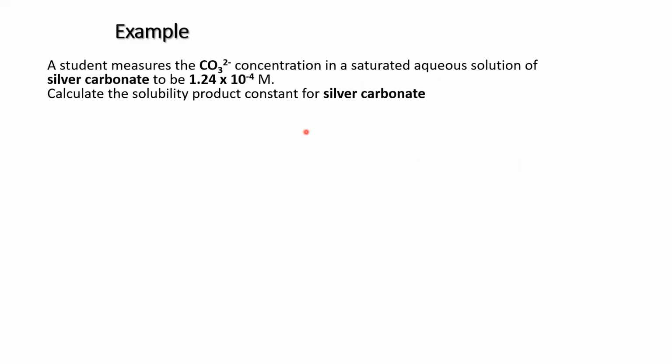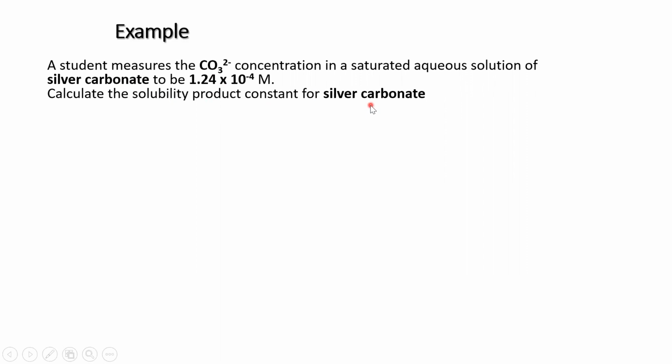All right, so let's try another one. A student measures the carbonate ion concentration in a saturated aqueous solution of silver carbonate to be 1.24 times 10 to the minus 4 molarity. Calculate the solubility product constant, KSP, for silver carbonate.